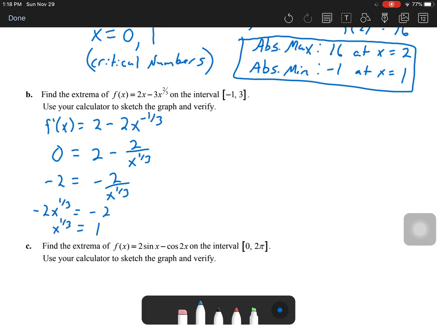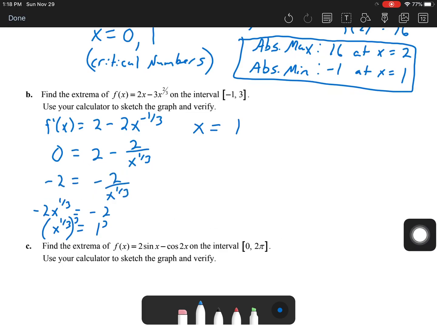Or actually, I would take it to the 3rd power to solve this equation. I'd go, okay, I've got to solve for x, so I would cube that side, and I would cube that side. Okay, so I would get x equals 1. That's one of my critical numbers, because that would satisfy this equation. You can probably see that if I put a 1 in for x, it'd be 2 minus 2 over 1.